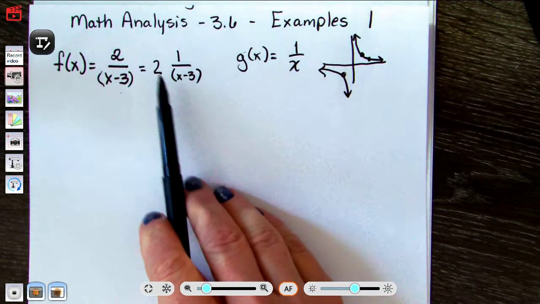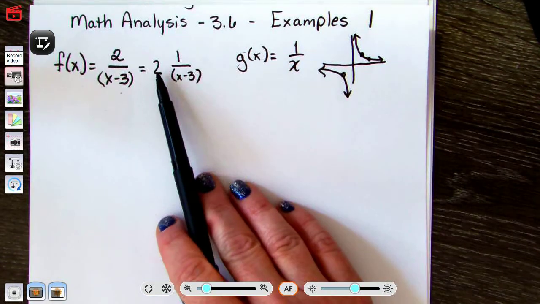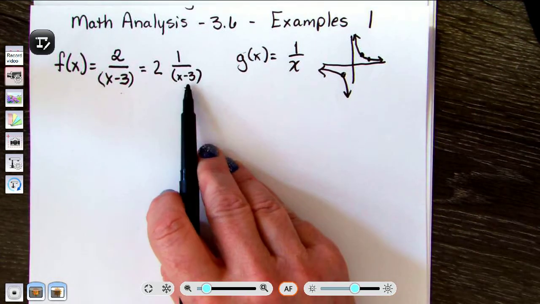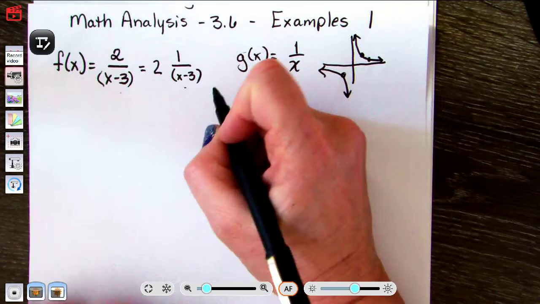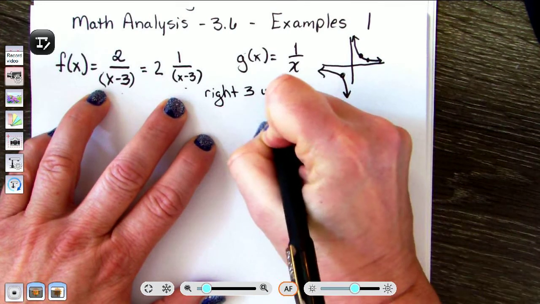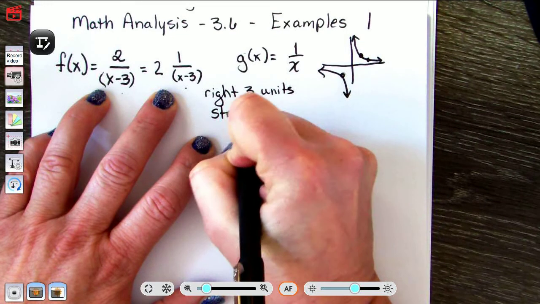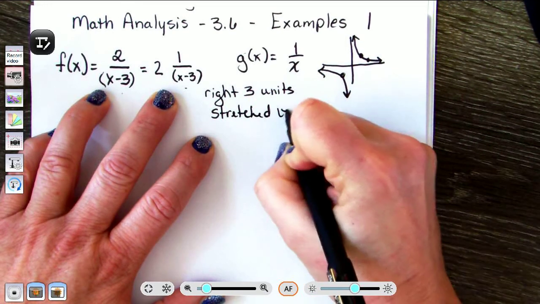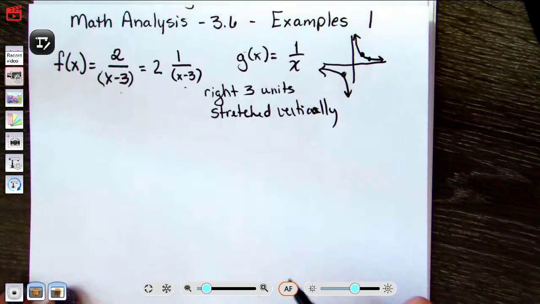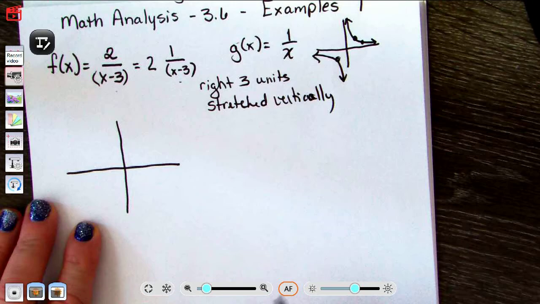And we'll notice that we're taking 2 times that function. So this is going to stretch our values. So we're going to be going to the right 3 units and stretched vertically.